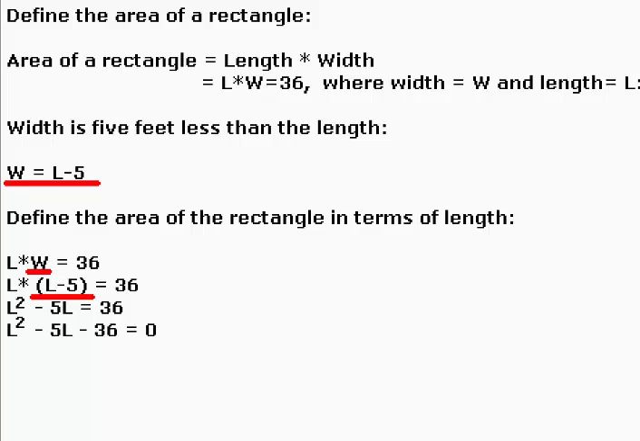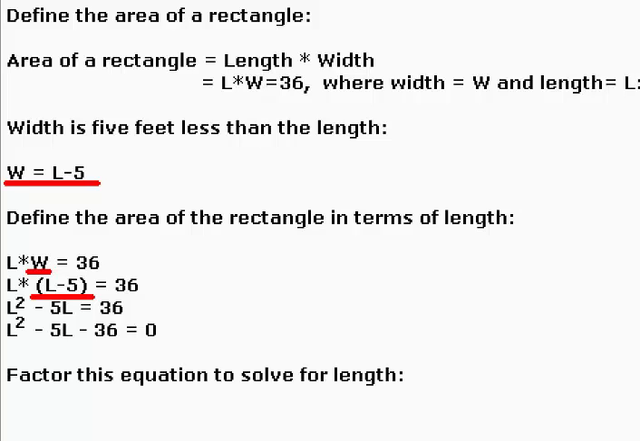So we can see that this is a quadratic equation, and we can use the factoring method to determine what the length is. Just as a quick review of the factoring method, what you want to do is take the coefficient of L squared, which is simply 1, and the constant negative 36. The product of these two numbers equals negative 36. Now, the goal is to find two numbers such that when you multiply them together, they equal negative 36, and when you add them together, they equal negative 5.